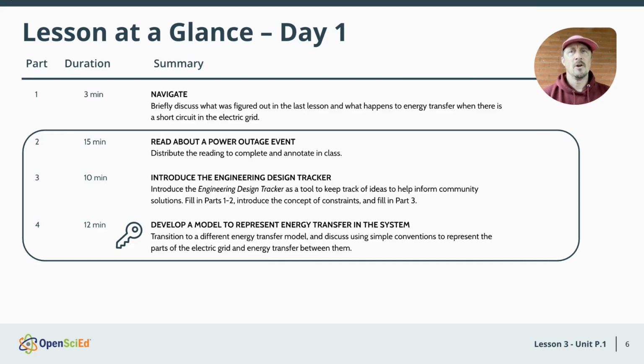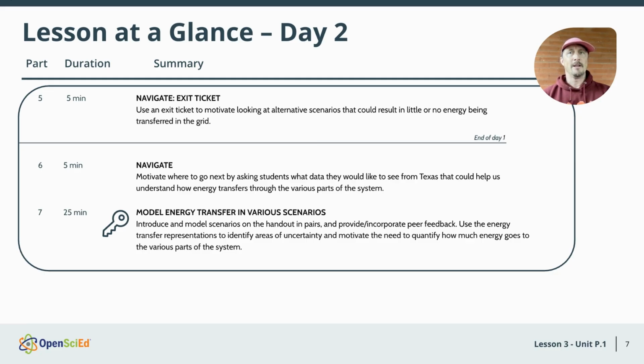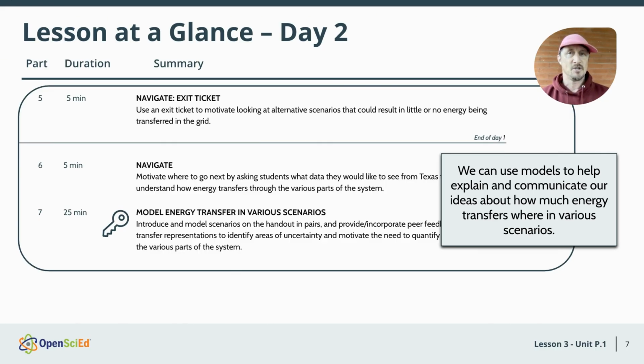Near the end of day 1, we introduced some simple conventions for representing energy transfer. This is what we call the energy transfer diagram, and we're left wondering what this energy transfer might look like during the Texas storm. We start day 2 by modeling a few possible scenarios, and we share our ideas on how these models can help explain and communicate our ideas about energy transfer. This is where students start to suggest their own creative ways of quantifying how much energy goes where in different scenarios. So we're left wondering which of these scenarios actually explains what happened in Texas.